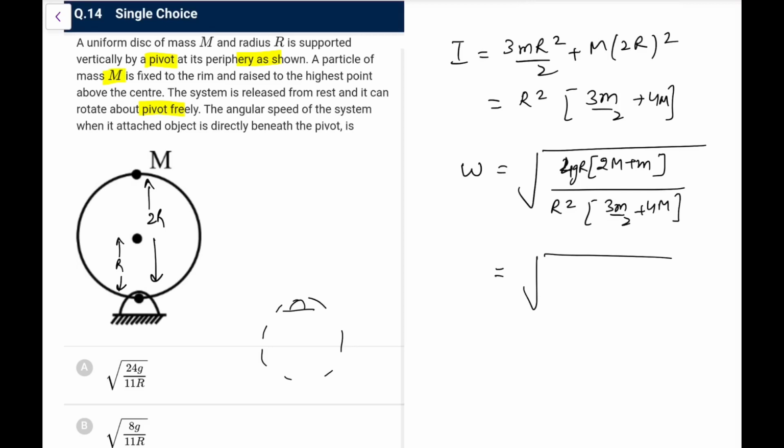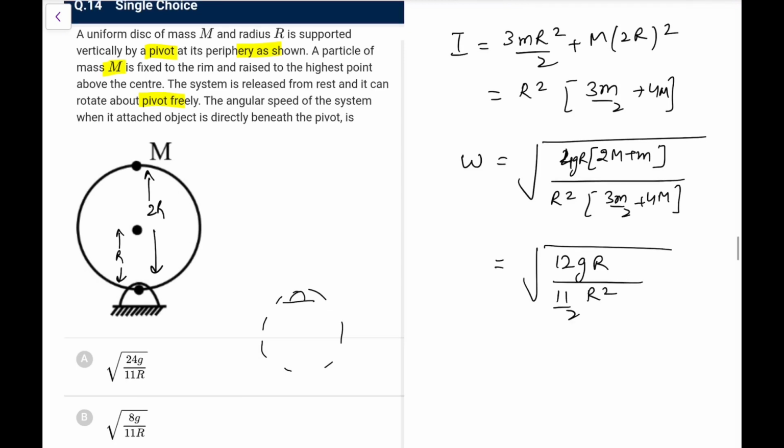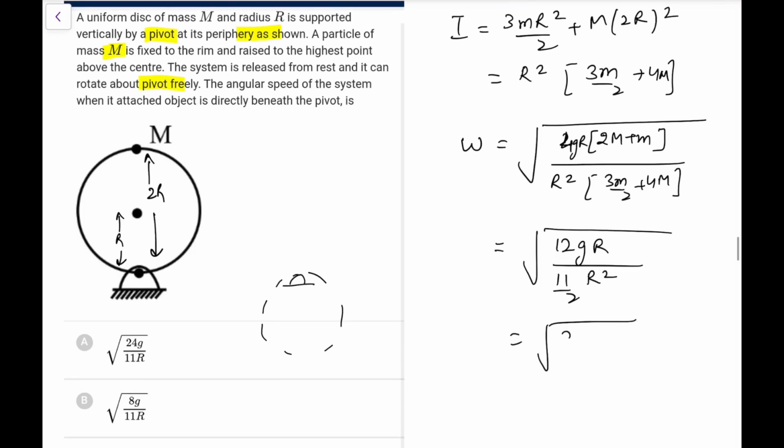So it would be 12 gr, and if I divide it here, it would be 3 by 2 plus 4. That is 8 plus 3, 11 by 2. So 11 by 2 r square, I can make it out. So it is root of 24 by 11 g by r, I can make it out. So go for option A in this case. So A1 is the right one here.